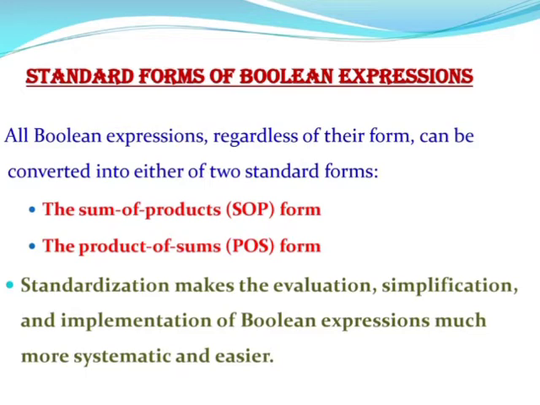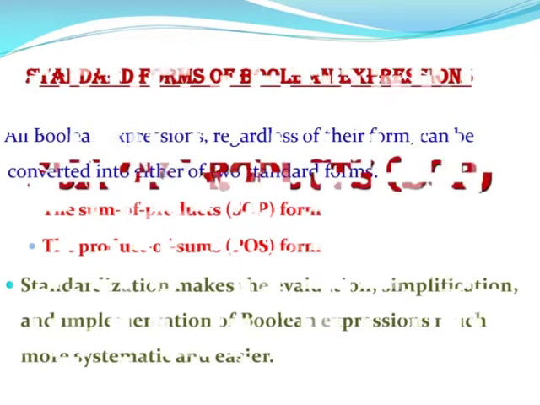All Boolean expressions, regardless of their form, can be converted into either of two standard forms: sum of products, that is SOP form, and product of sums, that is POS form. Standardization makes the evaluation, simplification, and implementation of Boolean expressions much more systematic and easier.